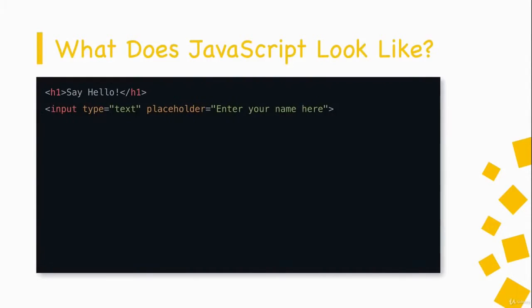Then we'll have an input element. Now the input tag in HTML can be used to create a form field where the user can enter text or other data. So in this case we'll create an input tag and we'll specify the type attribute as text. We'll also define the placeholder attribute, which will contain the text "Enter your name here." So this is an input field where users can input their names.